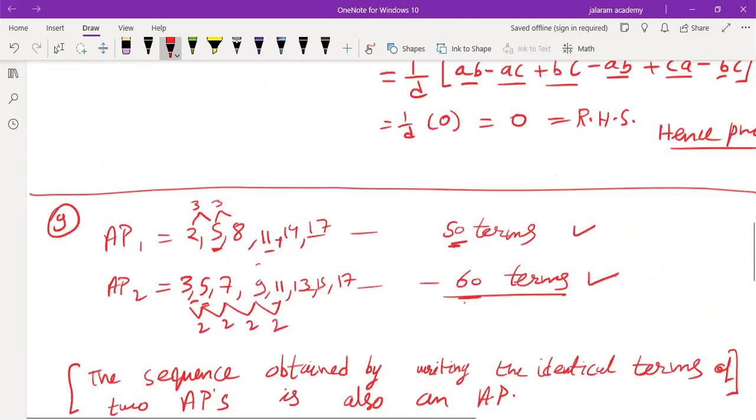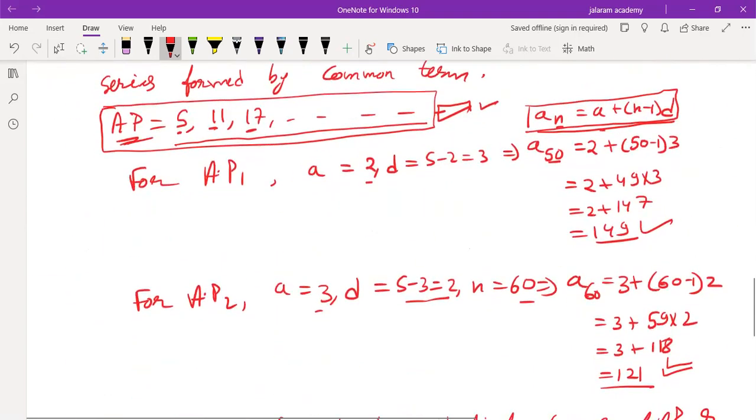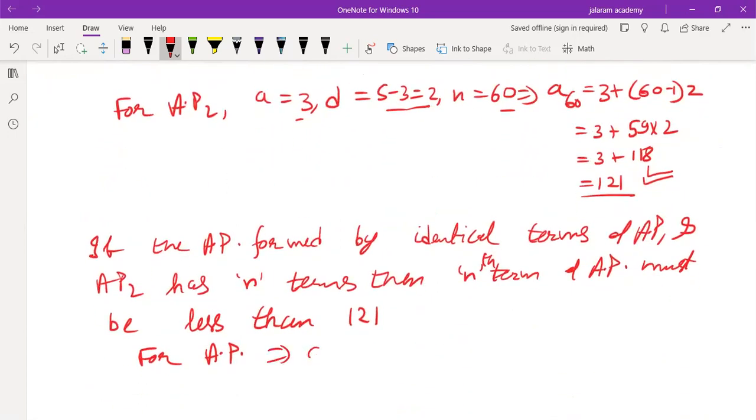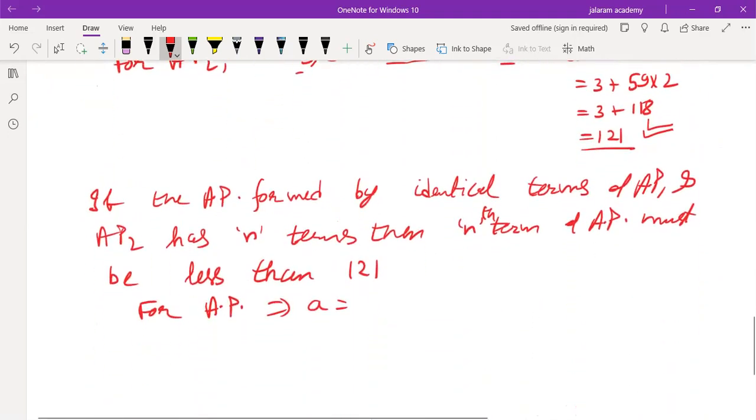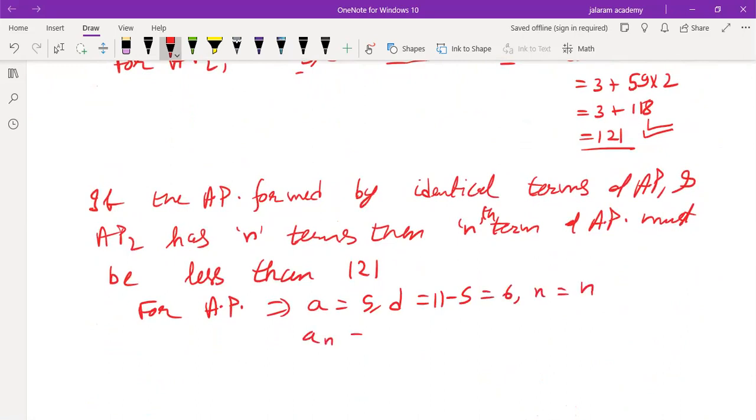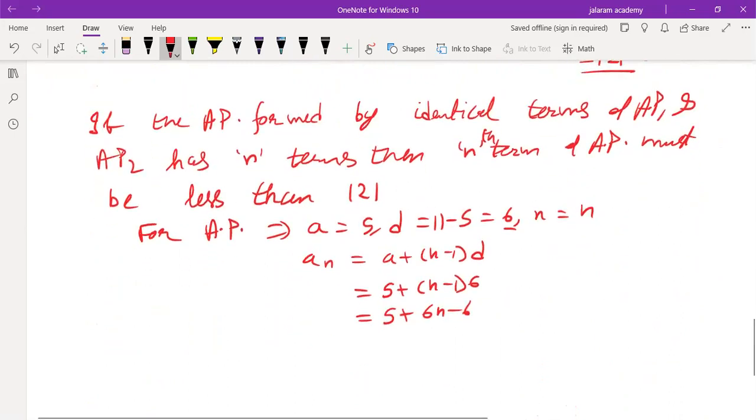So for AP, we are representing the series formed by the common term as AP only. For AP, first term is 5. Common difference is 11 minus 5 equals 6. And we have to find the nth term using the same formula, an equals a plus n minus 1 into d. That is 5 plus n minus 1 into 6, that is 5 plus 6n minus 6 equals 6n minus 1. So nth term is 6n minus 1.